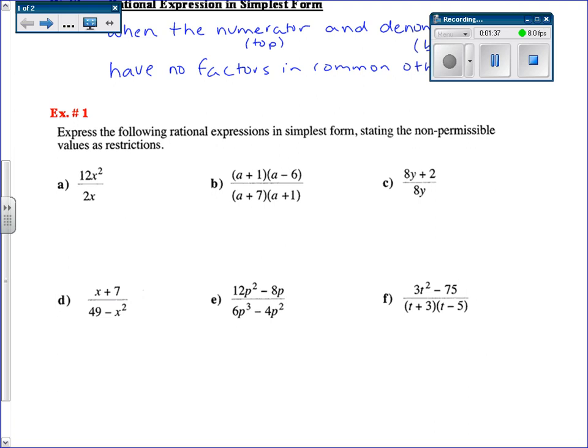So for this one, 2x equals 0, which means x cannot equal 0. Now in simplified form, we look at what's the biggest thing that we can divide out of the top and the bottom. We can divide out 2x. So 12x squared divided by 2x gives me 6x, and then that's over 1, so that's just 6x.